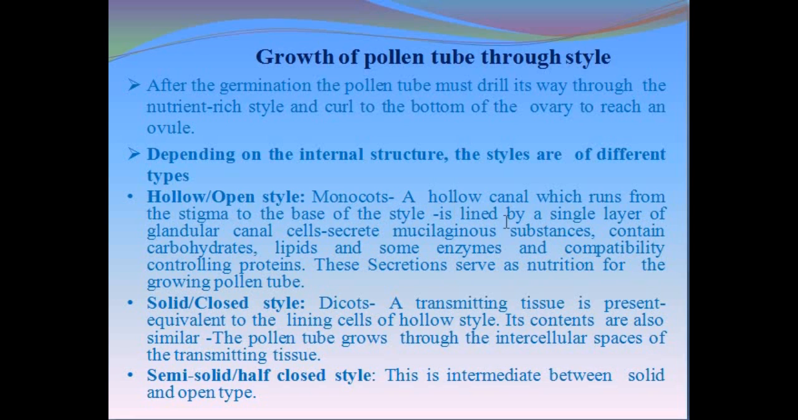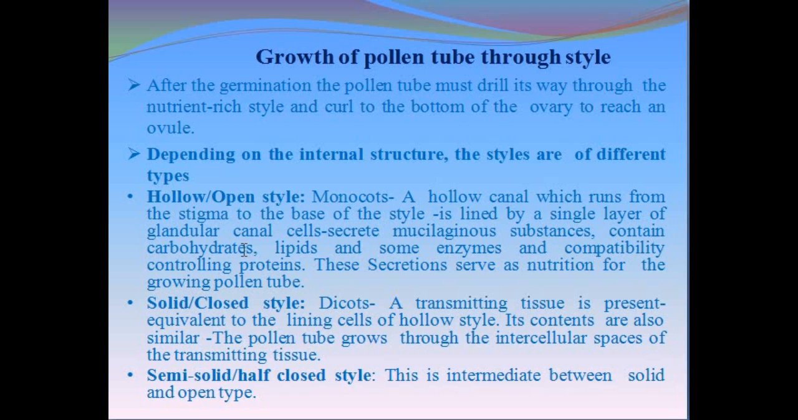Here there is a hollow canal which runs from the stigma to the base of the style, which is lined by a single layer of glandular canal cells. These glandular canal cells secrete mucilaginous substances which contain carbohydrates, lipids and some enzymes along with compatibility controlling proteins. These secretions serve as nutrition for the growing pollen tube.